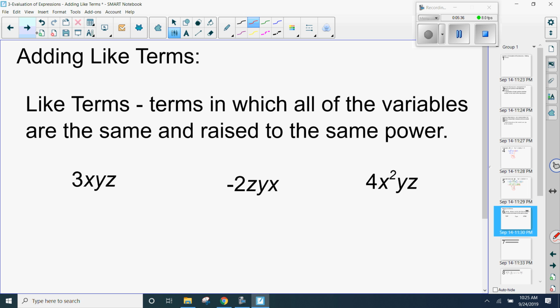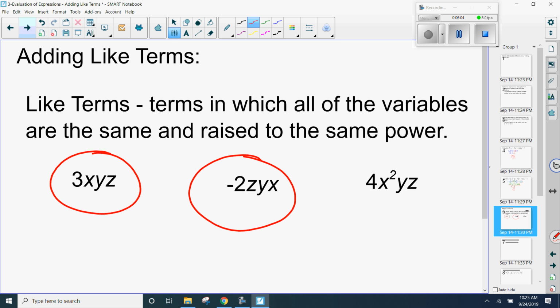The next, are we okay with that then? Evaluating expressions? So the next thing we want to look at is adding like terms. So like terms are terms in which all of the variables are the same and raised to the same power. If I look at the three terms that I have down below, which ones are like terms? Not them all. The first and the second one. Why is the third one not a like term? Because the x is squared. It has to be the same variables, but it has to be raised to the same power.